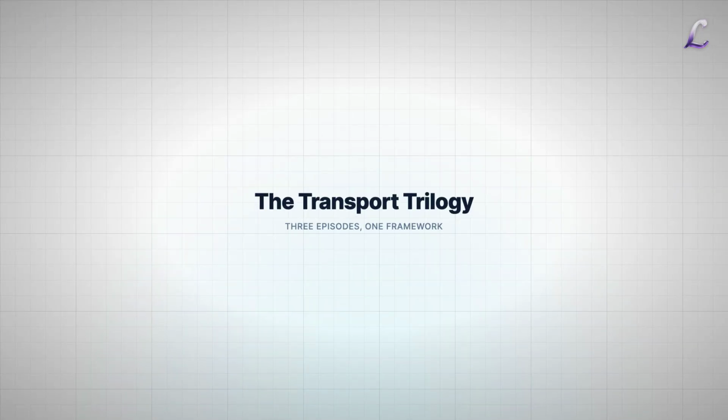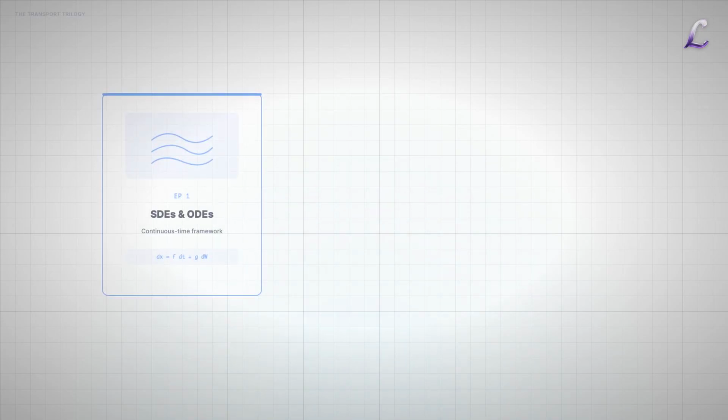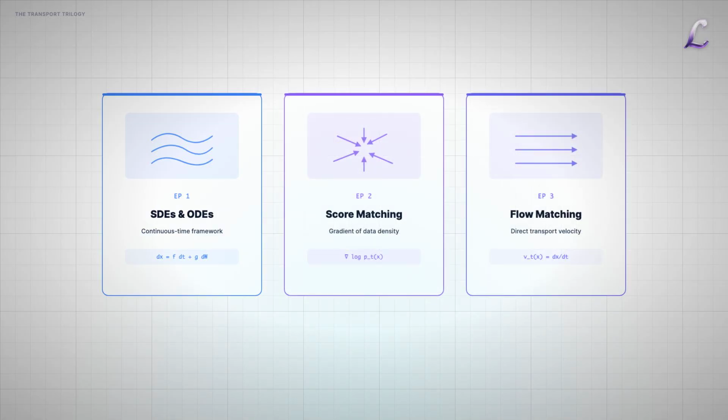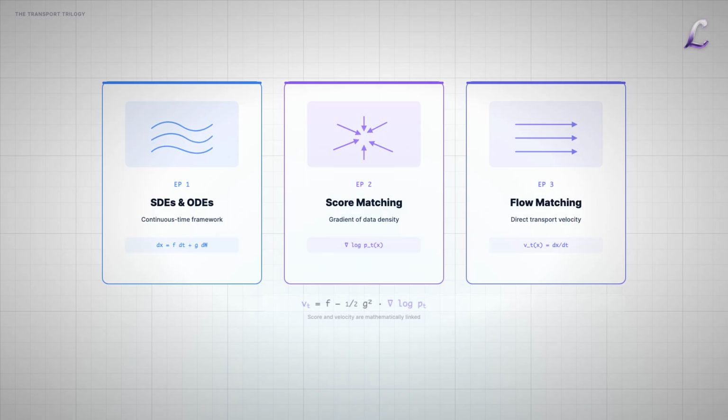Let's zoom out. Over these 3 episodes, we've built a complete toolbox for generative modeling. Episode 1 gave us the continuous time framework of SDEs and ODEs. Episode 2 gave us score matching, learning the gradient of the data density. And now, Episode 3 gives us flow matching, learning the direct transport velocity. These are two sides of the same coin. The score function and the velocity field are mathematically linked. We have moved from denoising to optimal transport.